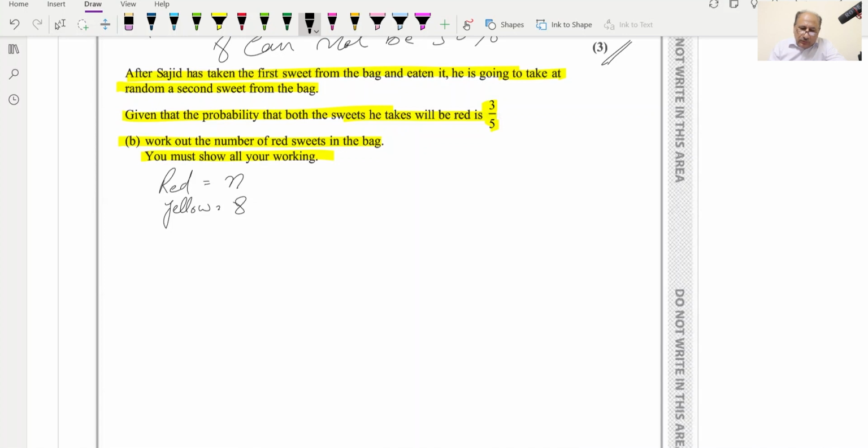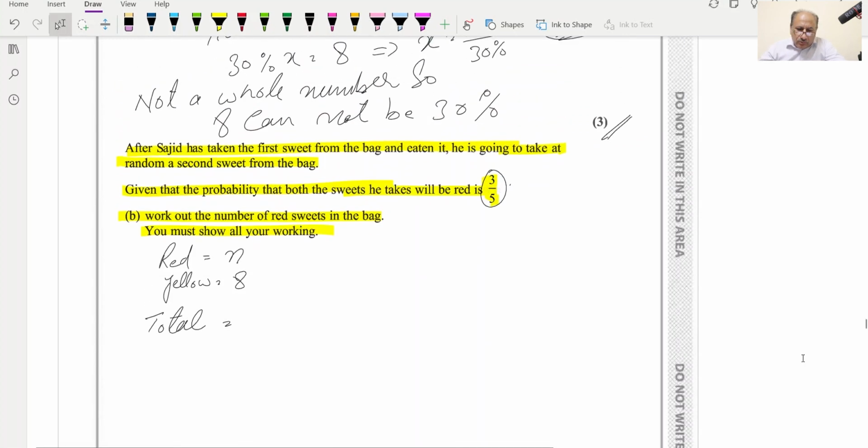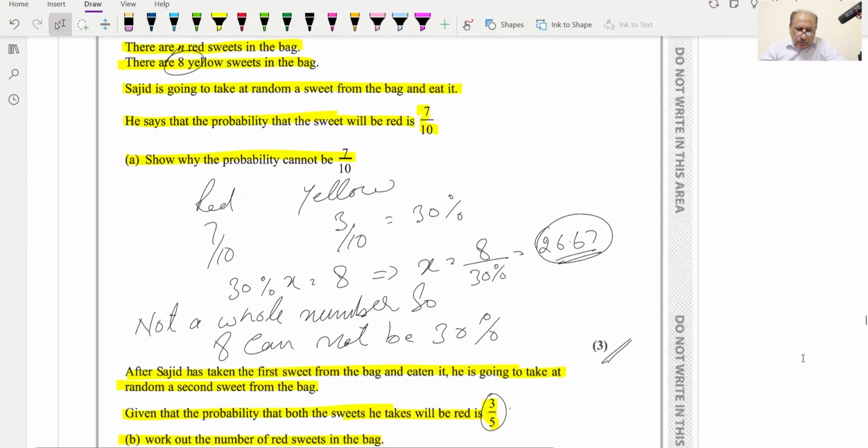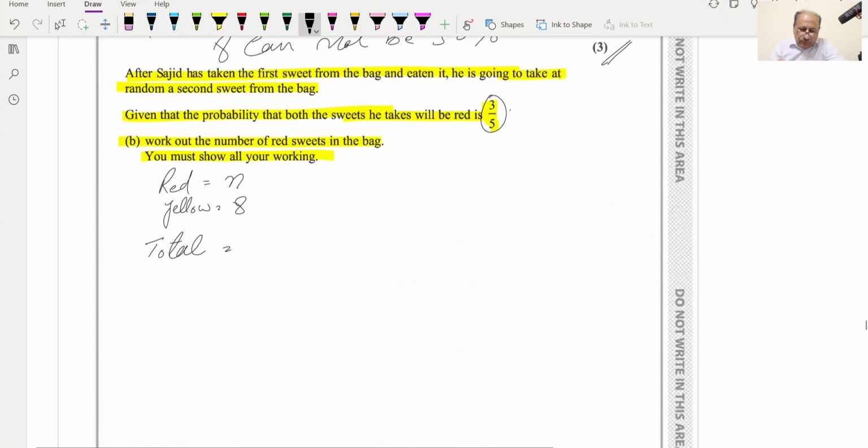So this will be what? This will be Sajid takes the first sweet from the bag and eats. Given that the probability that both sweets he takes are red is 3 by 5. So total will be what? Total will be equal to, so 8 yellow. It's a continuation of the question. So 8 yellow from here, the main question we have taken. If you are confused why we have taken yellow 8.